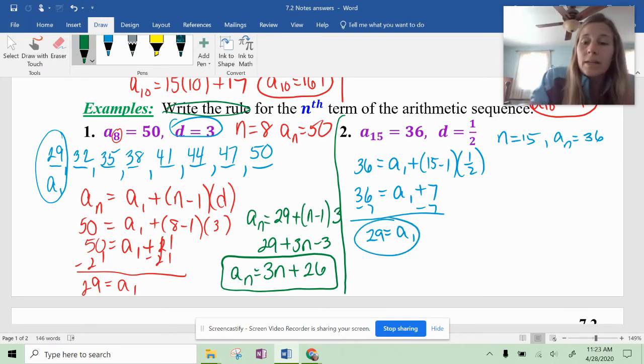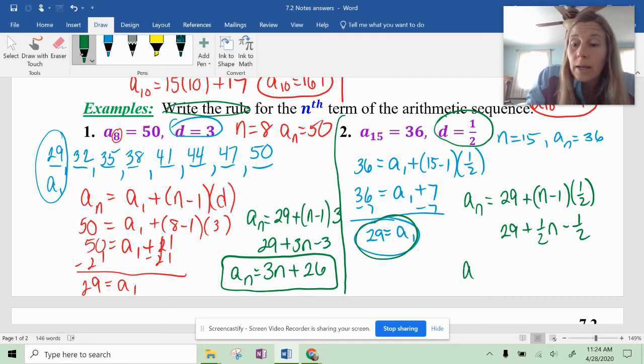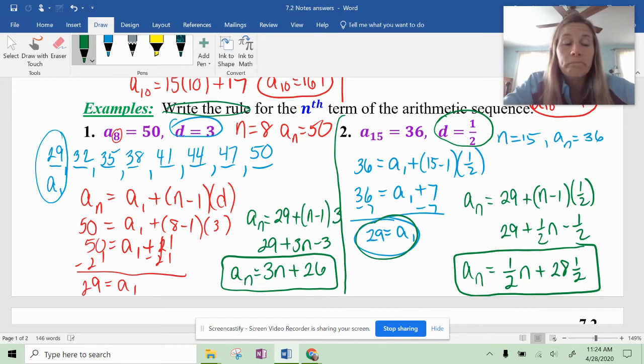And now that we have an a sub 1 and a d, I'm going to use those two to write the actual rule, the explicit rule. So a sub 1 is 29 plus n minus 1 times 1/2. So I get 29 plus 1/2 n minus 1/2. Combining those like terms there, 29 minus 1/2 is 28.5. So that would be my explicit rule for that sequence.